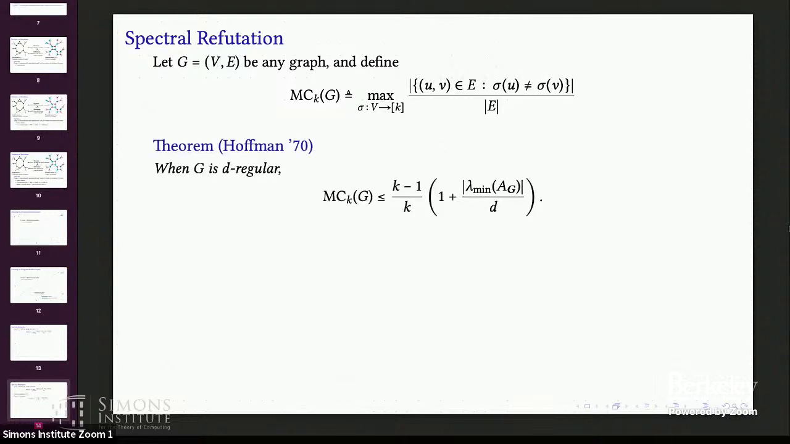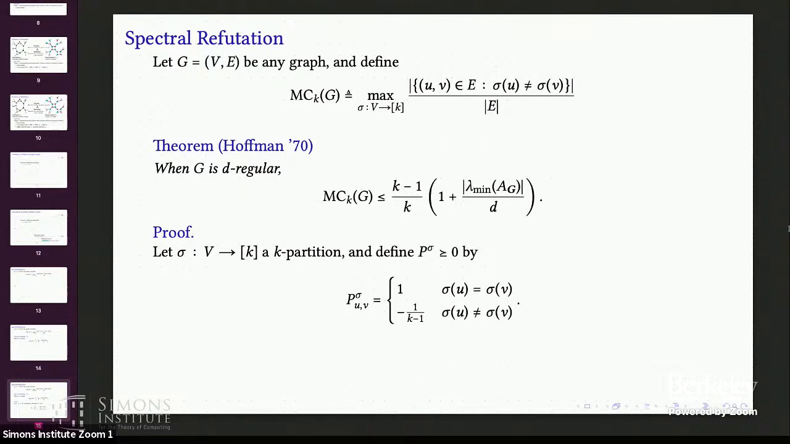There's some work of Hoffman in the 70s that you can retcon into being an upper bound on this max K cut. Here's what the upper bound looks like. You get this bound in terms of the smallest eigenvalue of the adjacency matrix. Let's remind ourselves how this works. Say I have some partition of the vertices into K groups, and I'm going to define this matrix P sigma. Sigma is the name of the partition. It's indexed by pairs of vertices in the graph, and the UV entry for vertices U and V is 1 if the labels are the same, and -1 over K minus 1 if the labels are different.